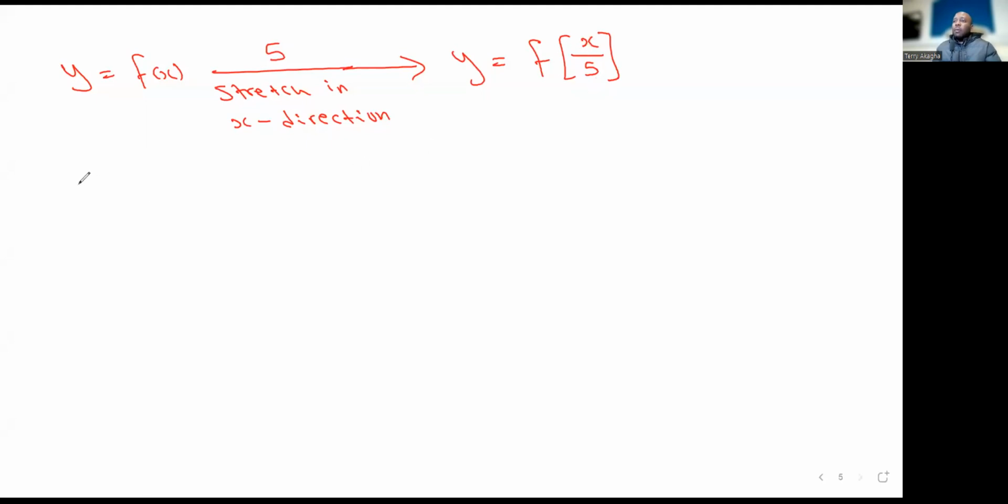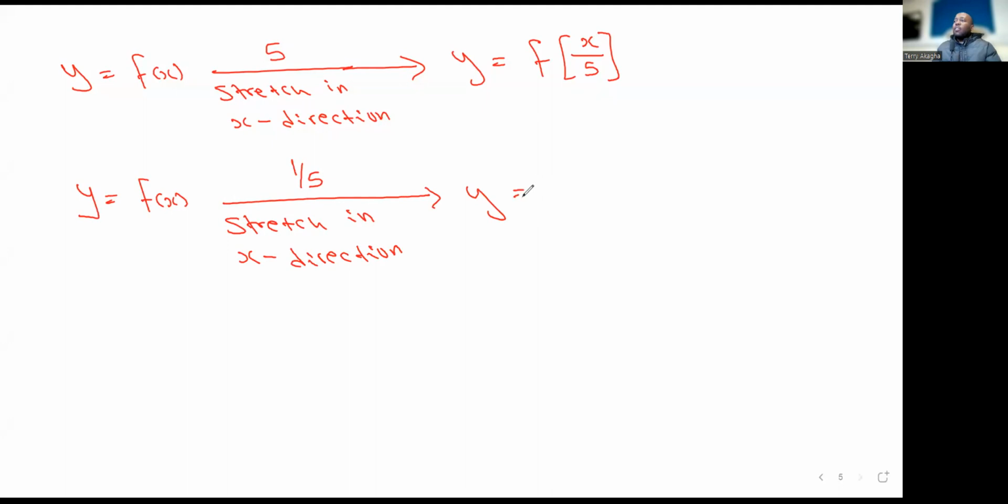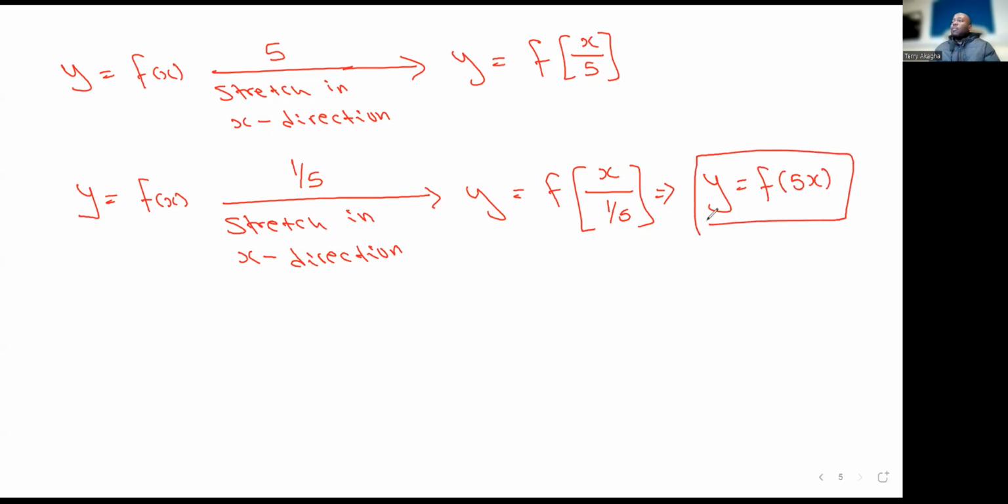Now, if, for instance, you're stretching in the x direction by 1/5, the y is going to become f of x divided by what? 1/5. And like I said, you can simplify this further. You take the 5 up, so y is equal to f of what? 5x. And that will be the answer for that.